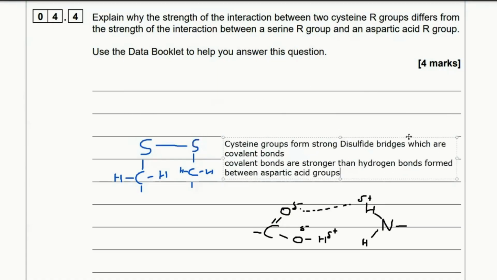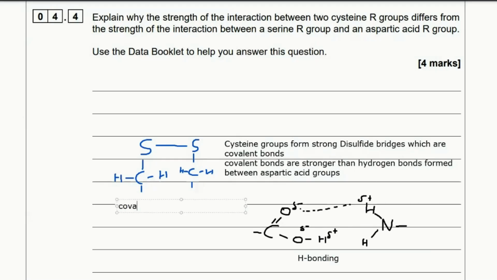Okay, so really this is a 4 marker. You're going to get 1 mark for acknowledging that cysteine groups form disulfide bridges, 1 mark for acknowledging that disulfide bridges are covalent bonds, 1 mark for saying covalent bonds are stronger than hydrogen bonds formed in the aspartic acid groups. And that's your 4 marks. Boom.